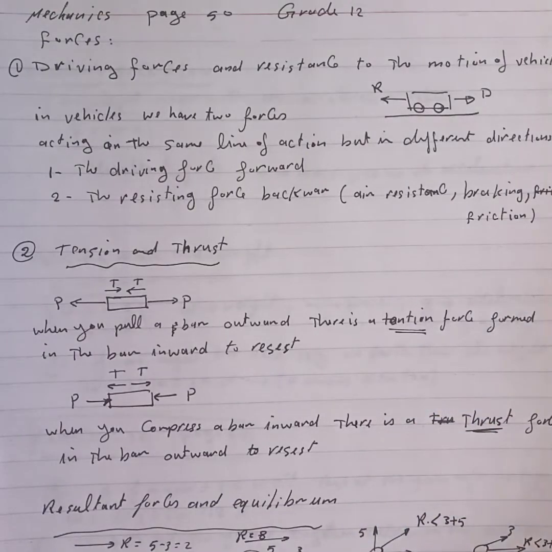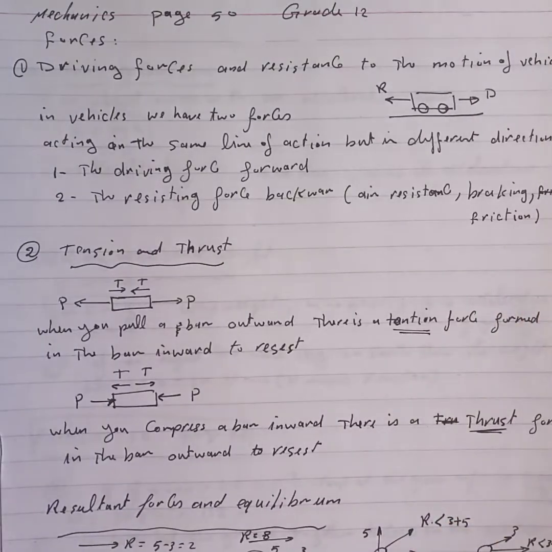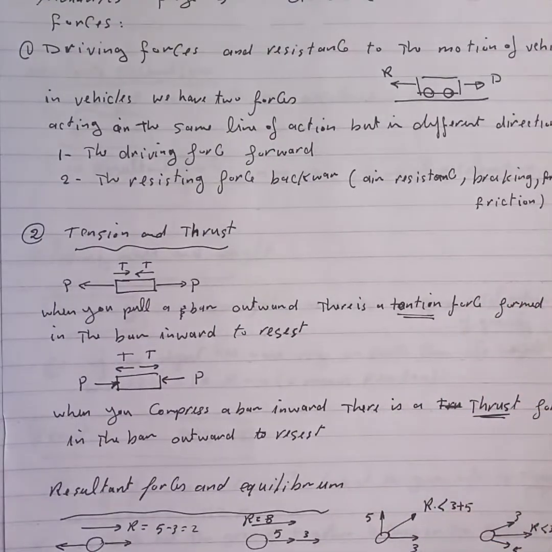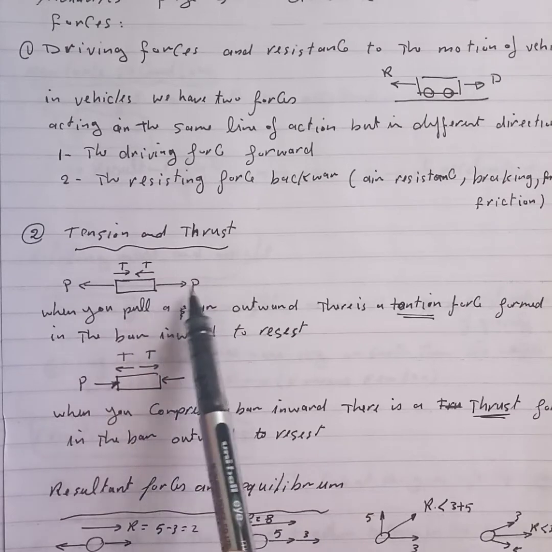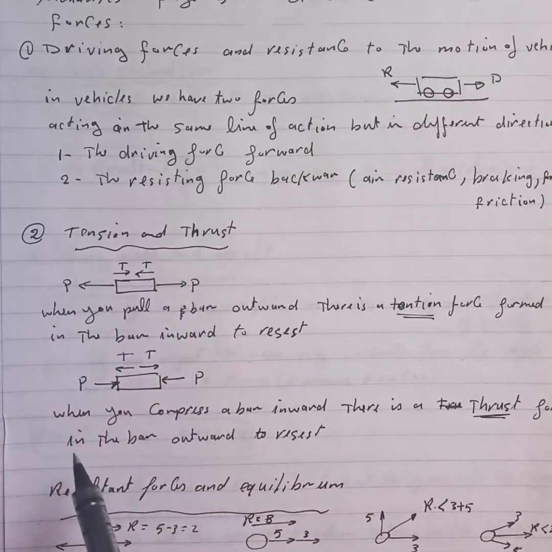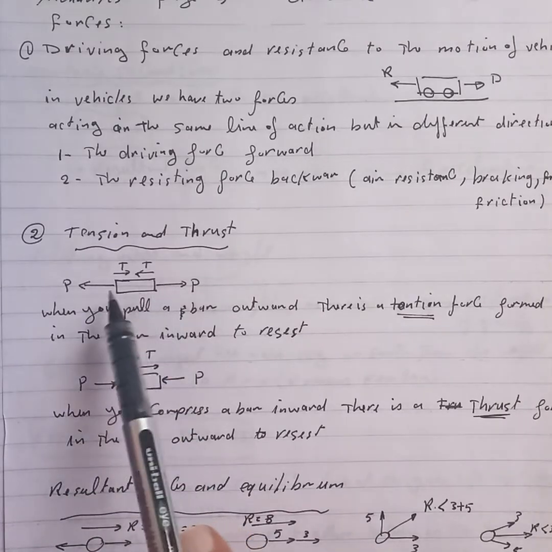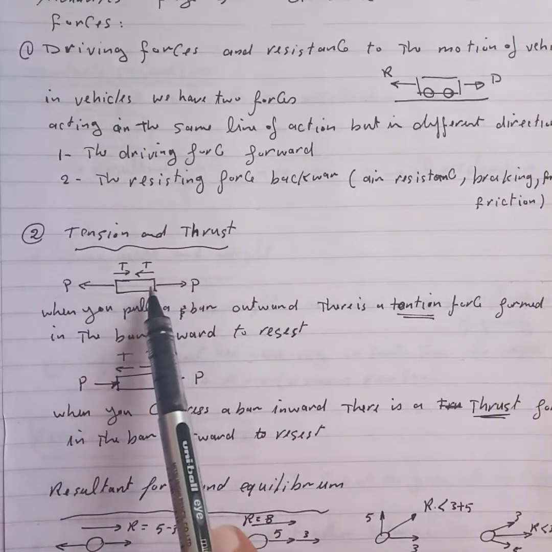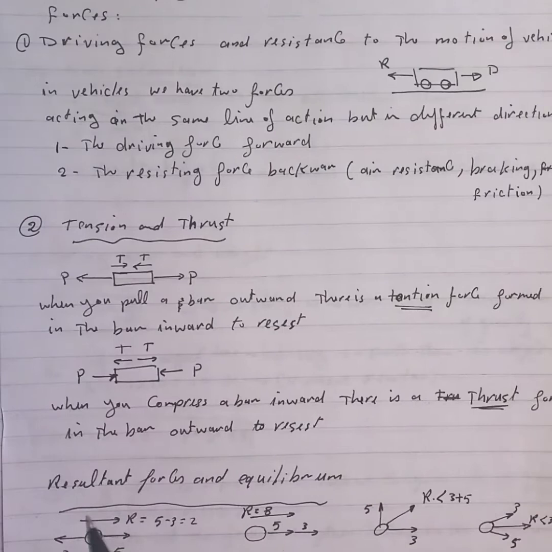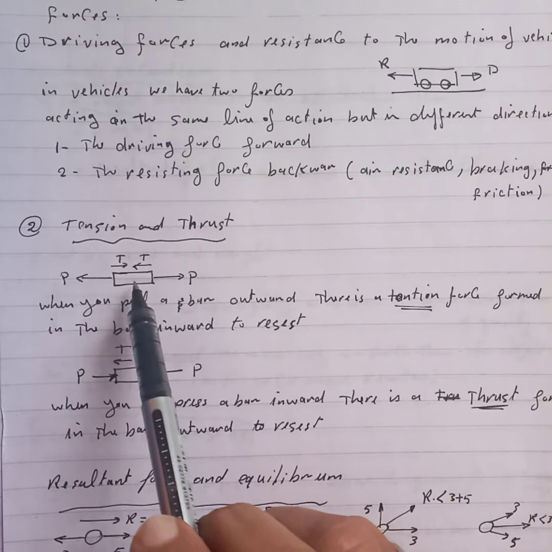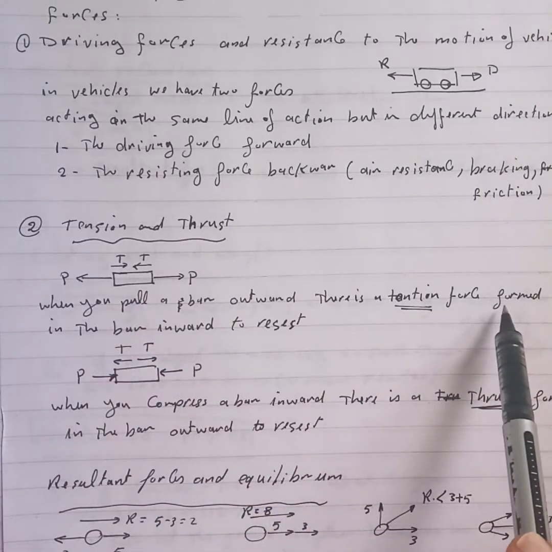The second type of forces are tension and thrust forces. This is in case you pull or push something. For example, when you have a bar like this and you pull the bar outward from both directions, there are two forces acting on the same line of action but inward, inside the bar itself. These two forces act to resist the pulling forces, and they are called tension forces. They work inward.